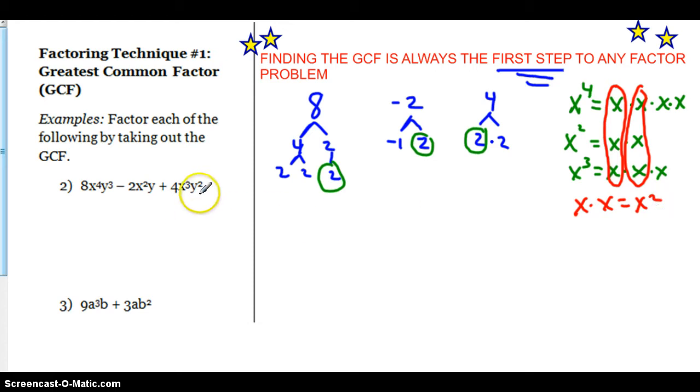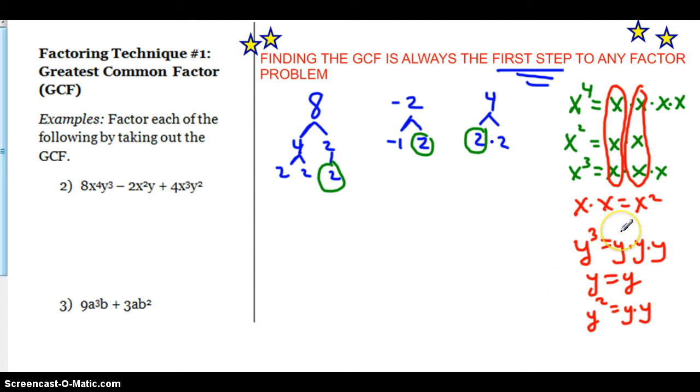We can do the same thing with y, where we have y squared, y and y cubed, and we'll see that what they have in common is a y. So the greatest thing that they have in common, and the only thing, is a y. They don't have anything else in common, so we have to stop there.